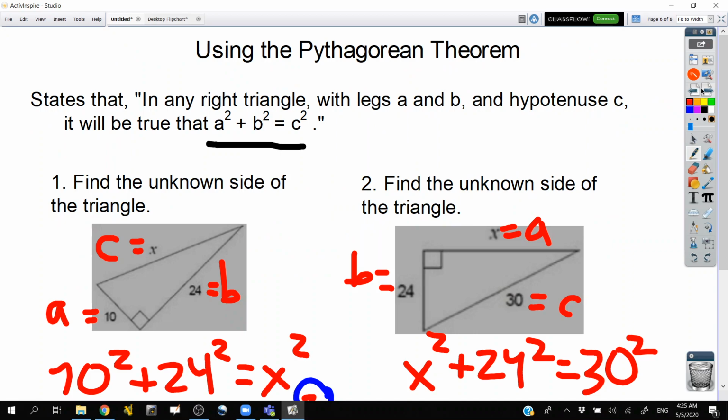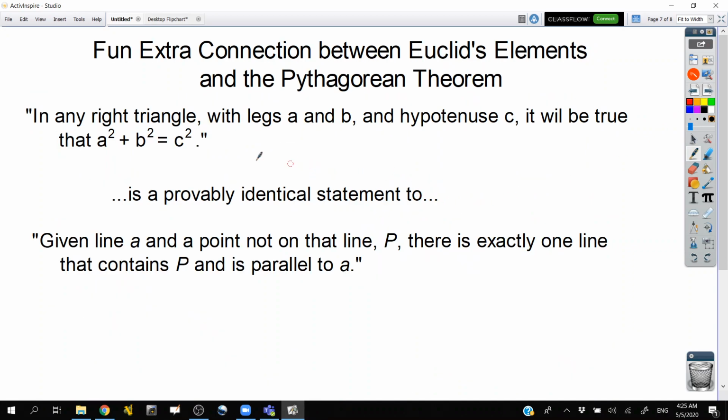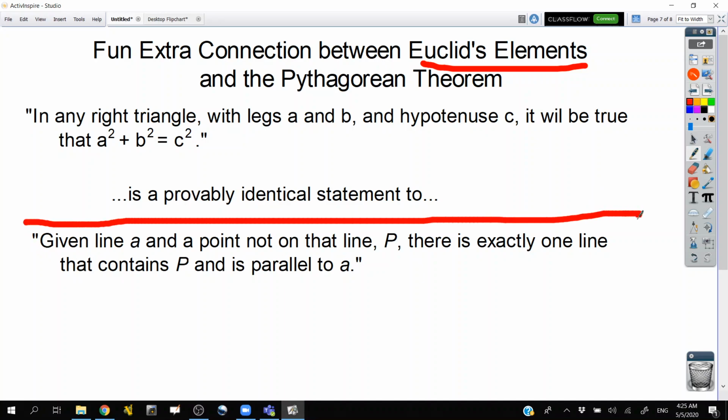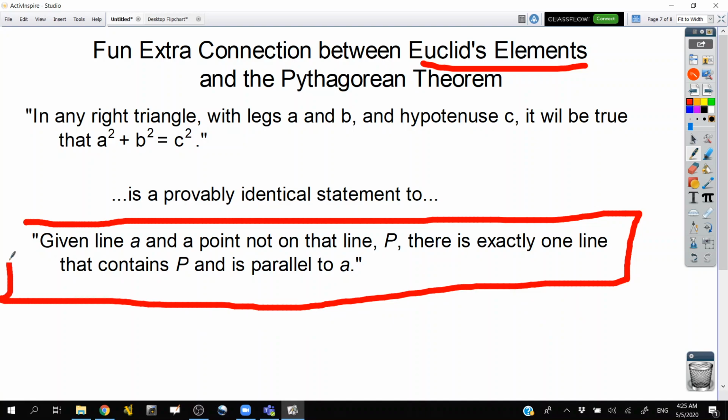You have enough. But one fun, quick little extra connection is that in writing Euclid's Elements, Euclid started out with 4 postulates, and then 4 axioms, and he started proving things. And then he gets pages and pages deep, and he has a 5th axiom. So this is Euclid's 5th axiom down here, and it's provably the exact same as the Pythagorean theorem. So these are actually the same statement, they just look very different.